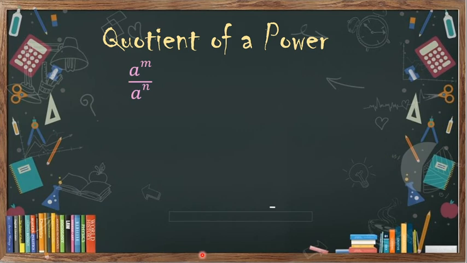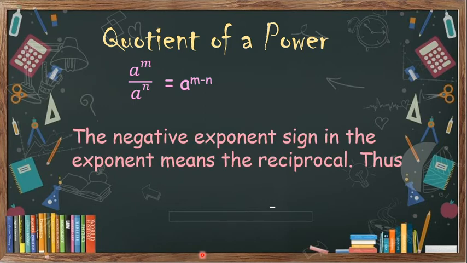Another, a raised to m divided by a raised to n is a raised to m minus n. The negative sign in the exponent means the reciprocal. Thus, a raised to negative n is equal to 1 over a raised to n. So, the reciprocal of this first term is this 1. Don't forget to remove the negative sign if you already write your answer into reciprocal form.